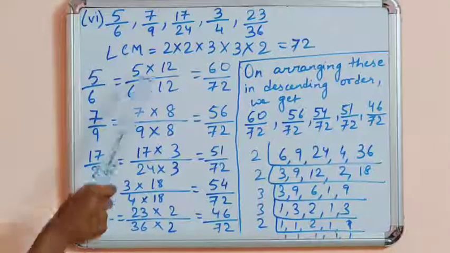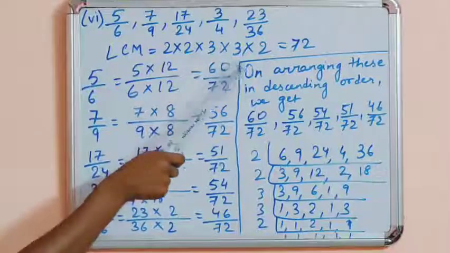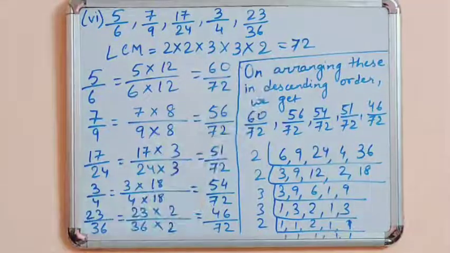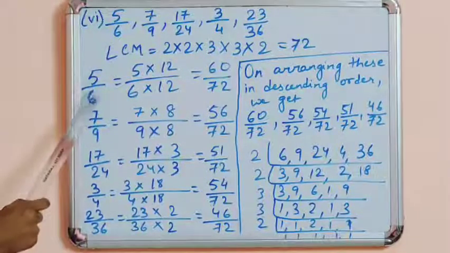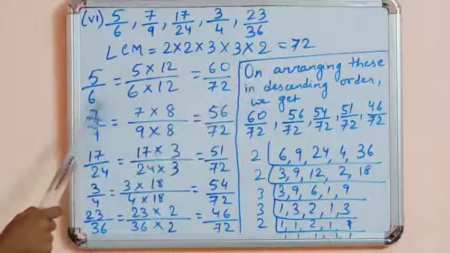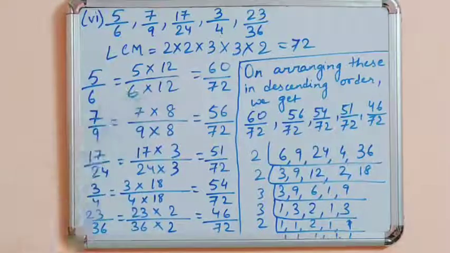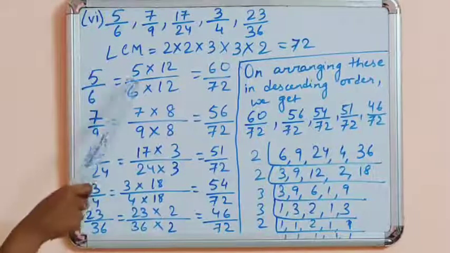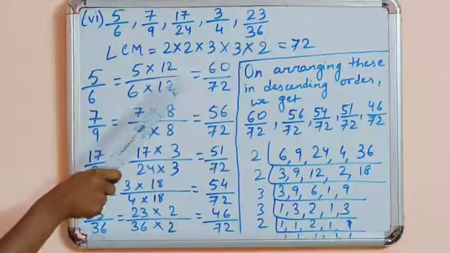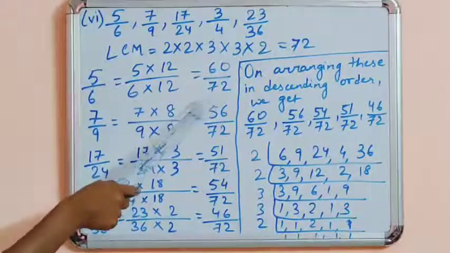On calculating the LCM, you will get 2 into 2 into 3 into 3 into 2. That is 72. Now our first fraction is 5 by 6. 72 divided by 6, we have 12. So we will multiply 12 on both numerator and denominator. So 5 into 12 by 6 into 12, that is 60 by 72.